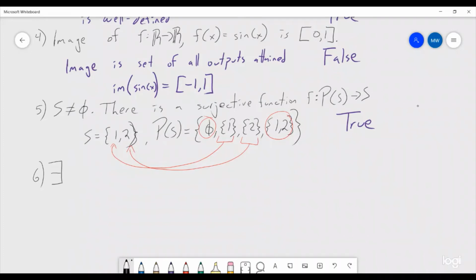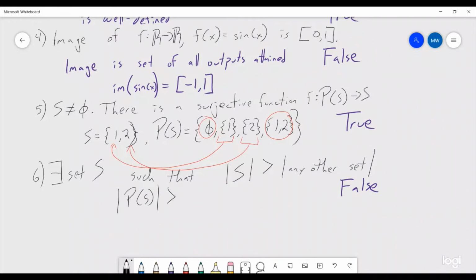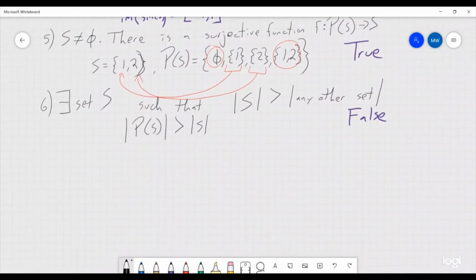Number 6: there exists a set S such that the cardinality of the set S is greater than the cardinality of any other set. I feel like that one would be false. Yeah, this is going to be false. And the reason for that is the cardinality of the power set of S is always strictly greater than the cardinality of S. So the power set of S is a valid other set, which means that the power set of S has to be bigger than S. So this is going to be false. There is no largest set.